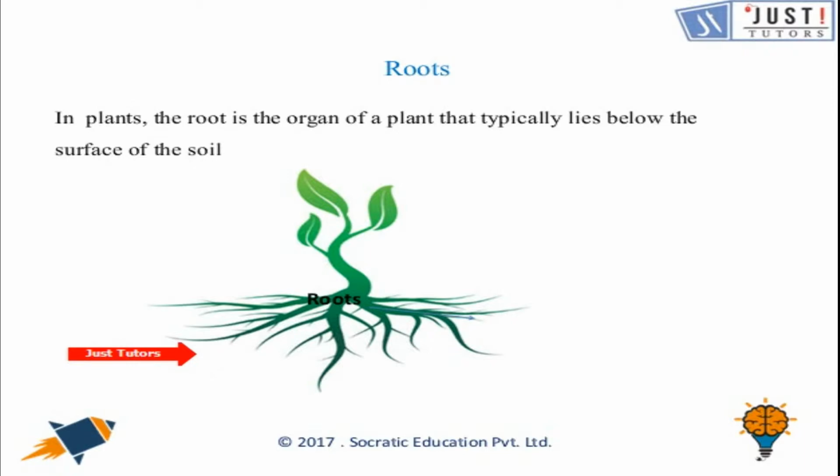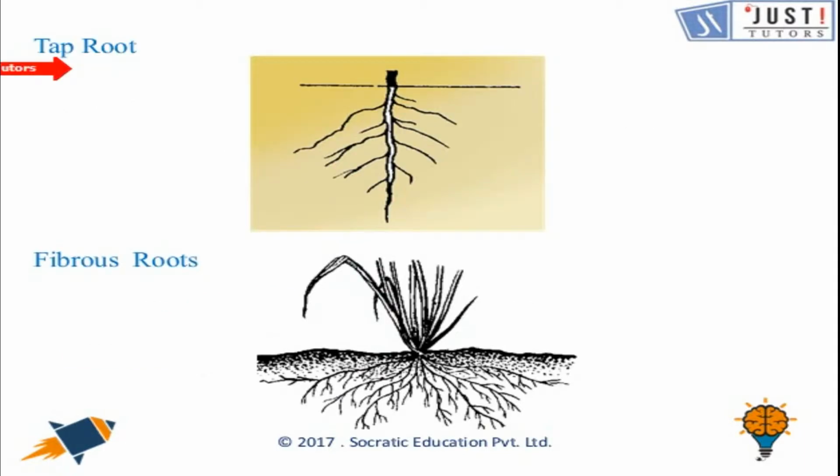Now moving forward, we have different types of roots here. The first one is the tap root. In this tap root we just have one root here, and we have very thin branches here. Yeah, we can say it has branches.